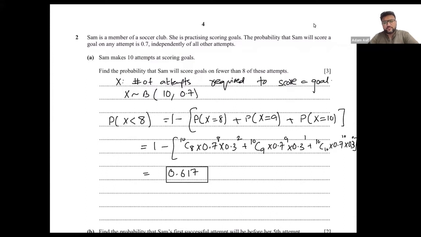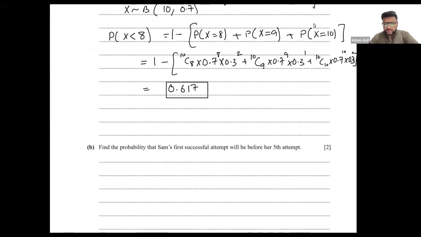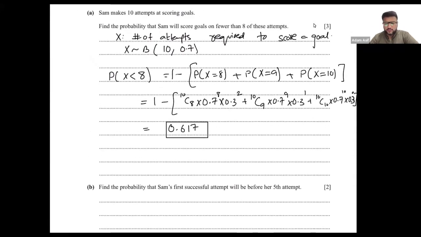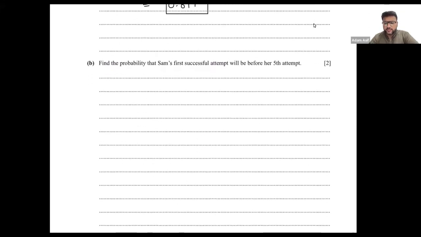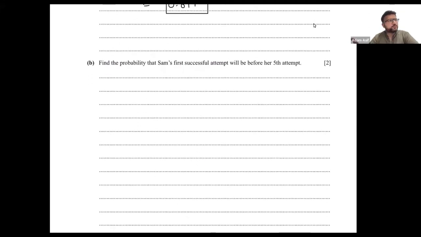Now, the second part. You have got your answer. The second part says find the probability that Sam's first successful attempt will be before her fifth attempt. Her first successful attempt is going to be before the fifth attempt. Now we can say that X represents the number of attempts until the first success. Until the first success comes, you keep repeating the event. This is an indication that this part follows a geometric distribution.